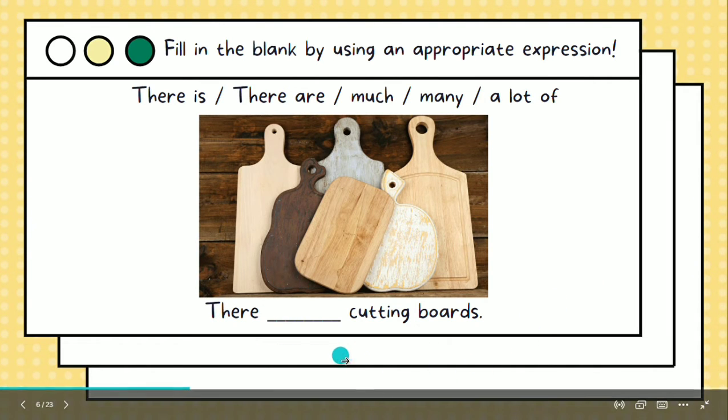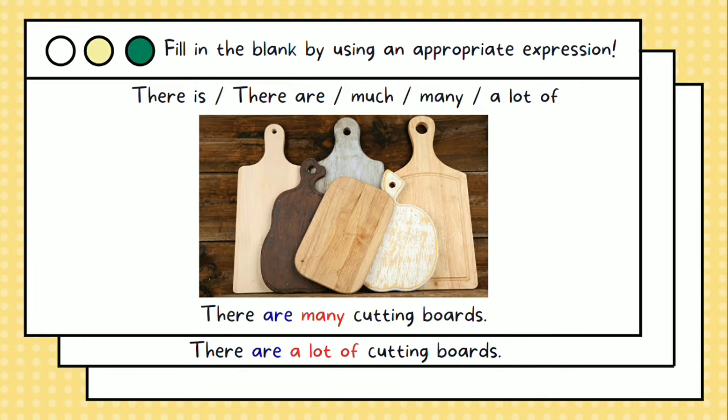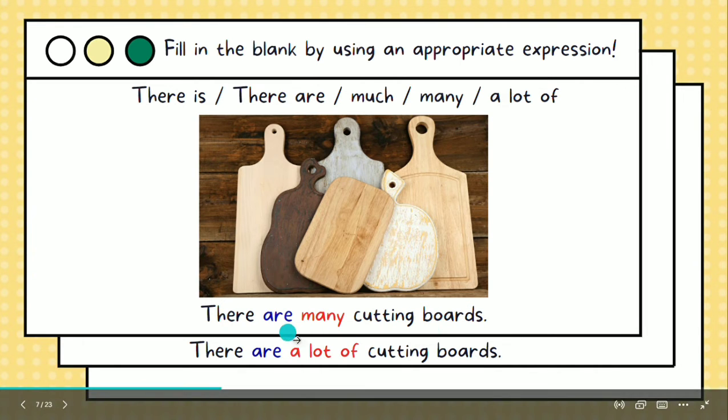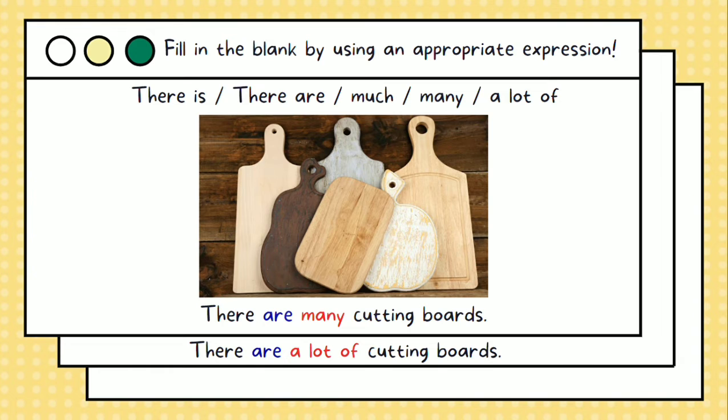Here is another example. As you can see, there blank cutting boards. Because you can count cutting boards, we can conclude it's countable. Remember, for countable, we may use many. So, there are many cutting boards. We can also use a lot of. So, there are a lot of cutting boards.